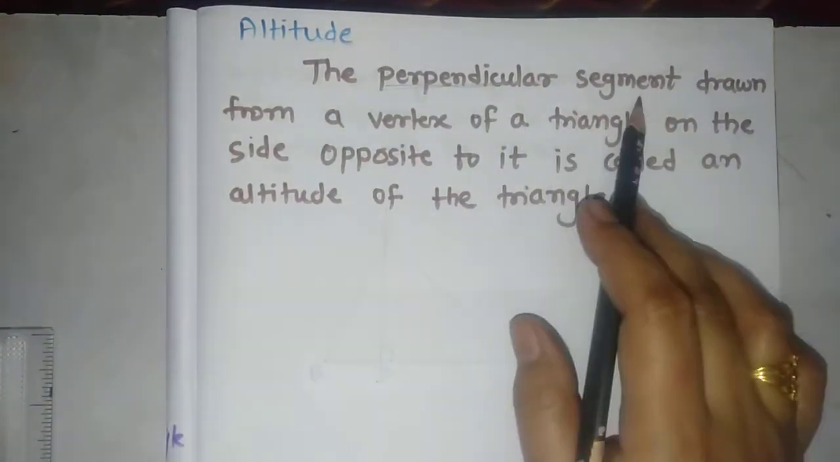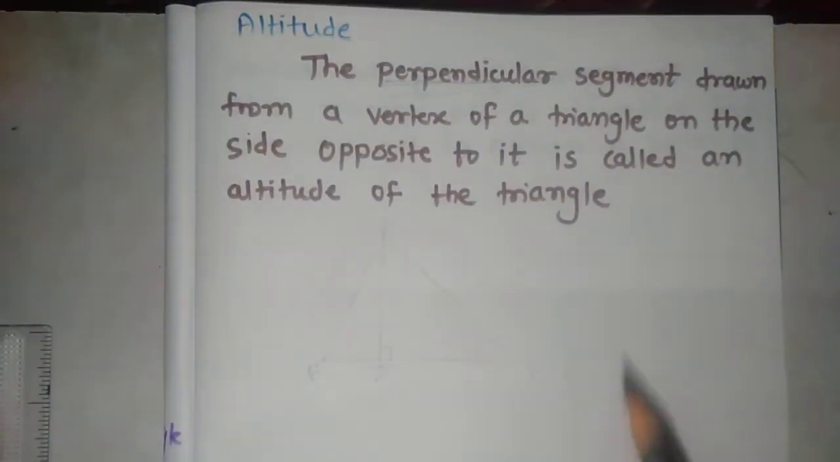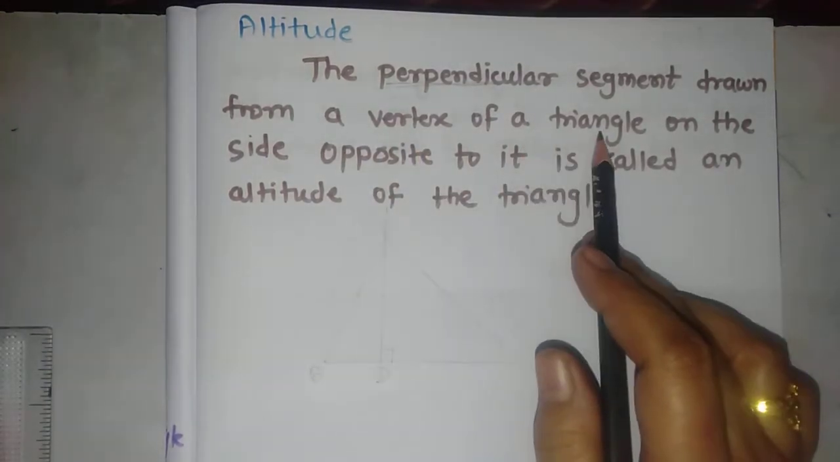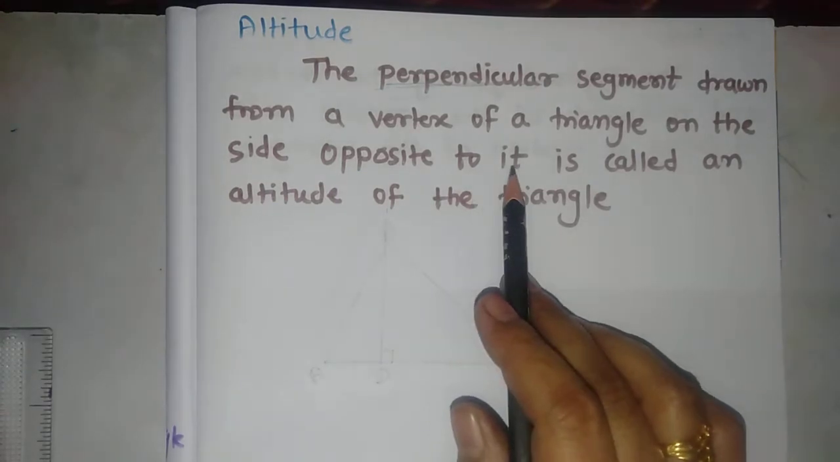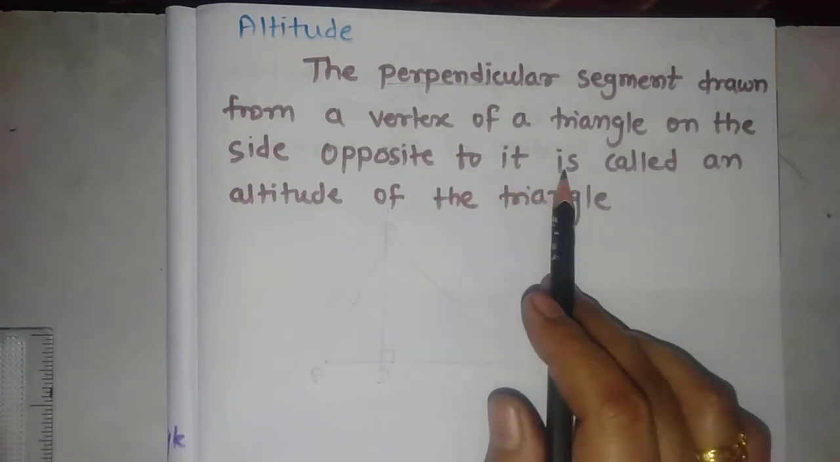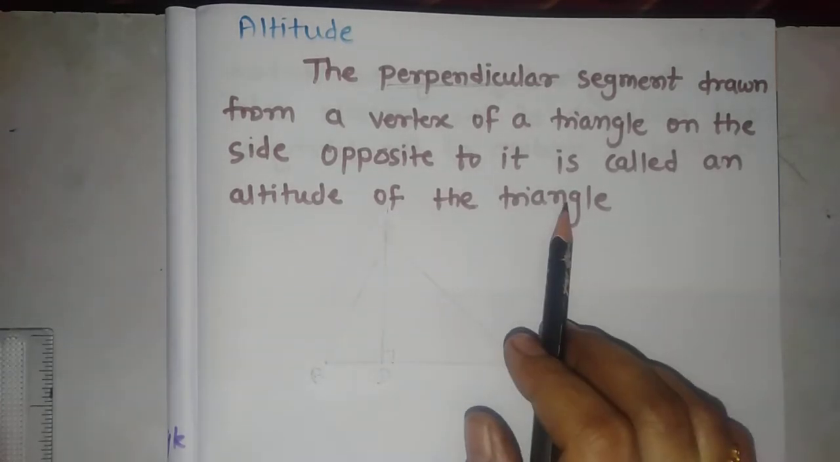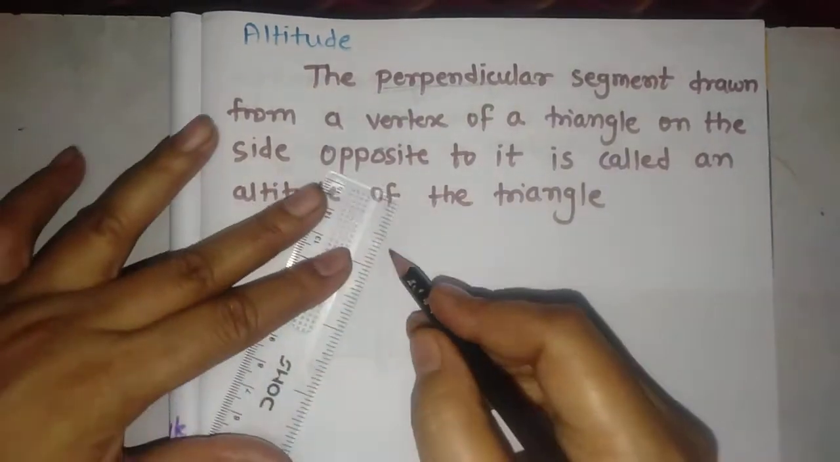The perpendicular segment, perpendicular means it intersects at 90 degrees, drawn from a vertex of a triangle on the side opposite to it is called an altitude of the triangle. Means altitude is a segment. See, firstly draw the triangle.